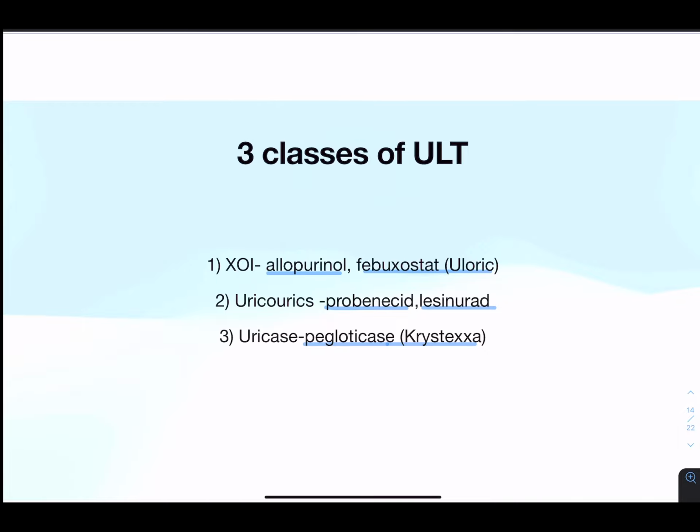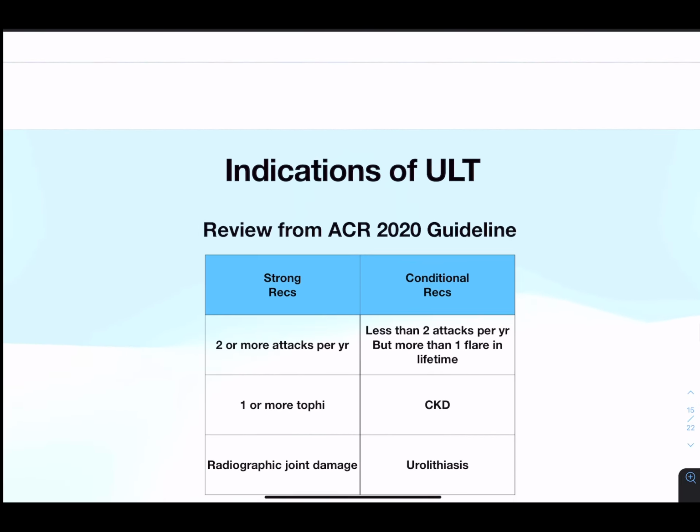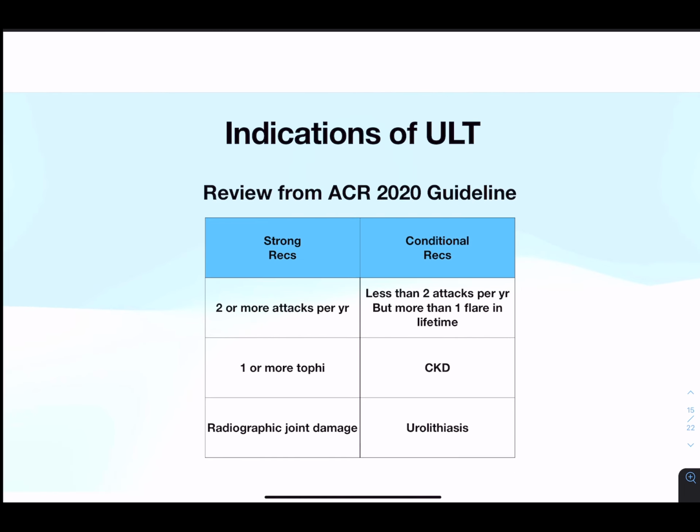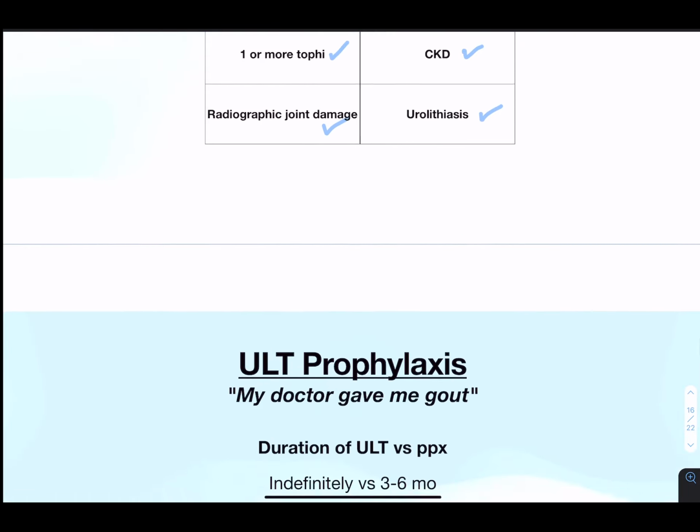Although I reviewed the indications for ULT in ACR's 2020 guideline video, let's still review them because they're important. So, strong recommendations: having 2 or more attacks per year, having 1 or more tophi. So at least if you have 1 tophus, then it's a strong recommendation to start ULT. And also radiographic evidence of having joint damage. For conditional recommendations, so someone who has less than 2 attacks per year, but more than 1 flare in their lifetime. Number 2, having CKD. And number 3, urolithiasis.